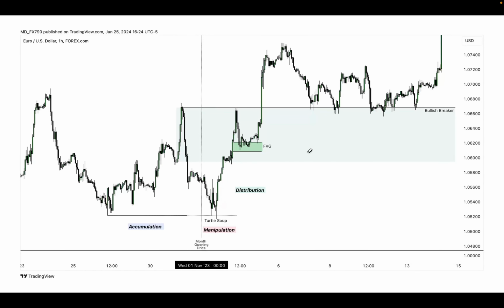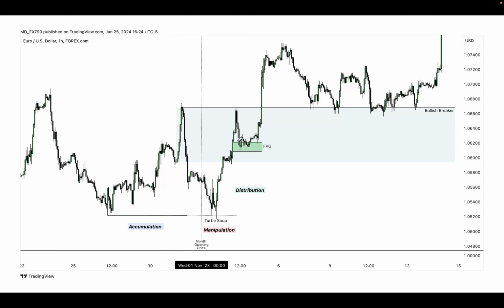Now this is an example of also a monthly opening price. You can see accumulation, manipulation, and distribution. So accumulation, we consolidated, took out all the lows in accumulation. In manipulation, Judas swing down on the total soup, our first entry. We got our first entry in there by taking out these lows, and then our next entry after that is this fair value gap.